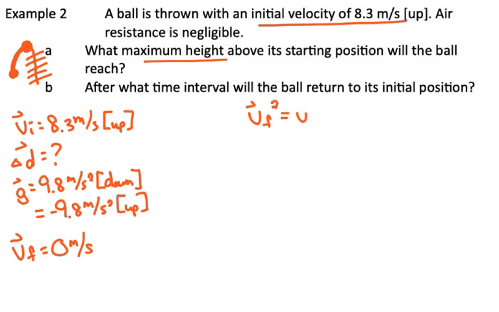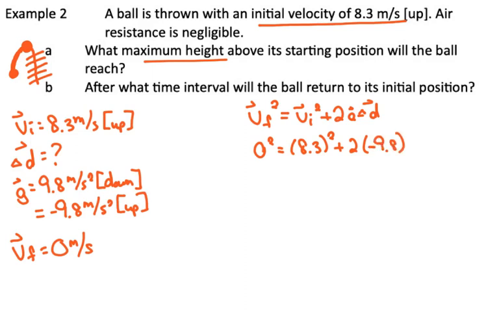VF squared equals VI squared plus 2A delta D. Substituting in, VF is 0. VI, we actually know VI. That would be 8.3, which is squared, plus 2, A is negative 9.8. And delta D we're trying to solve for.